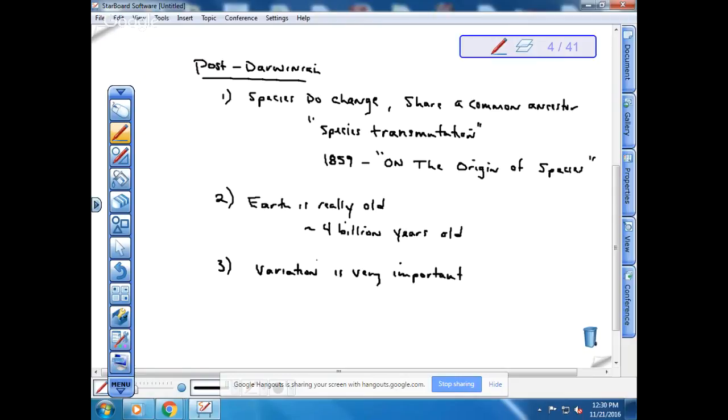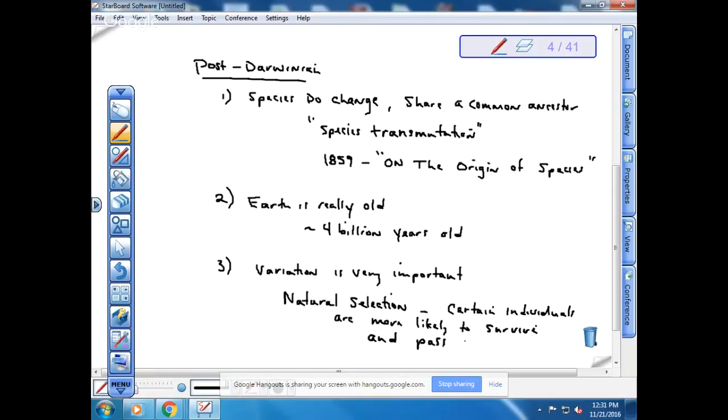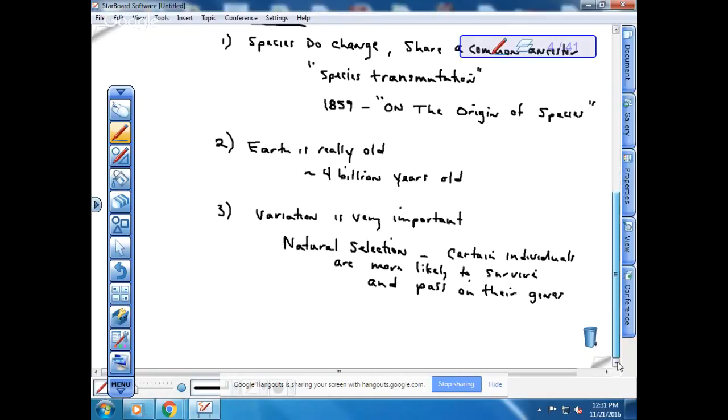And so he is the person that came up with the idea of natural selection. Now, there was another person that was working on it at the same time, whose name was Wallace, but he came up with this idea of natural selection. And what this states is that certain individuals, because of their variation, are more likely to survive and pass on their genes to the next generation. And so he called this the survival of the fittest.